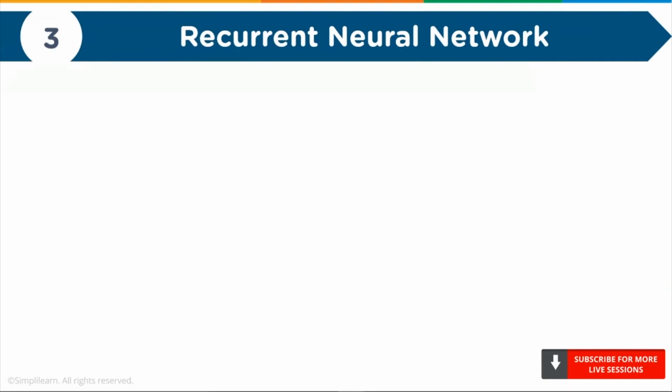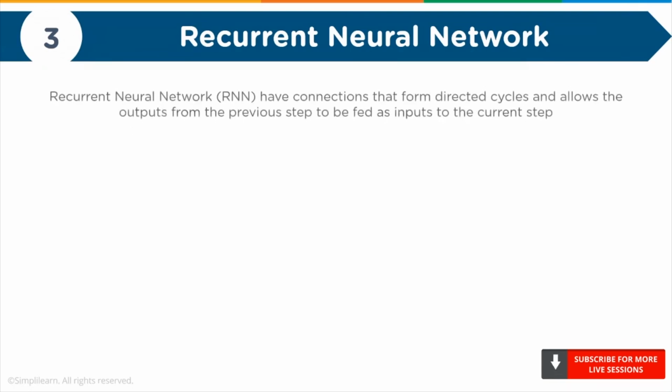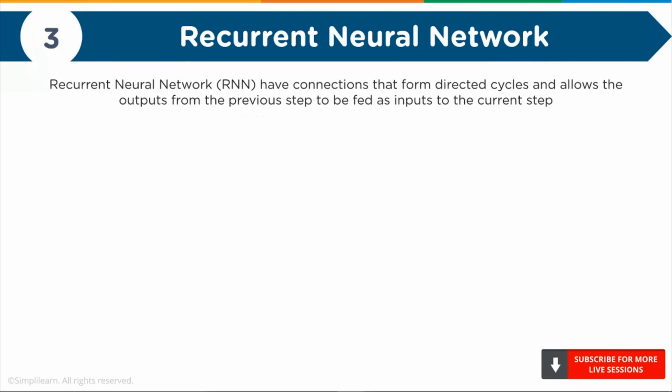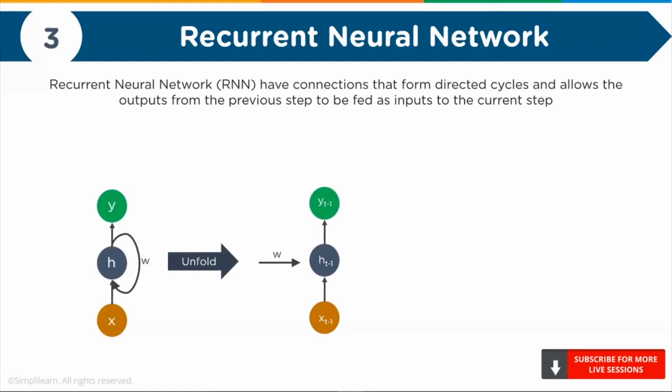Next, at number 3, we have recurrent neural network. Recurrent neural networks often work with sequential data that have connections to form a directed cycle. In such neural networks, the output from the previous step is fed as input to the next step. It can memorize the previous inputs due to its internal memory. Below, you can see there is an unfolded recurrent neural network.